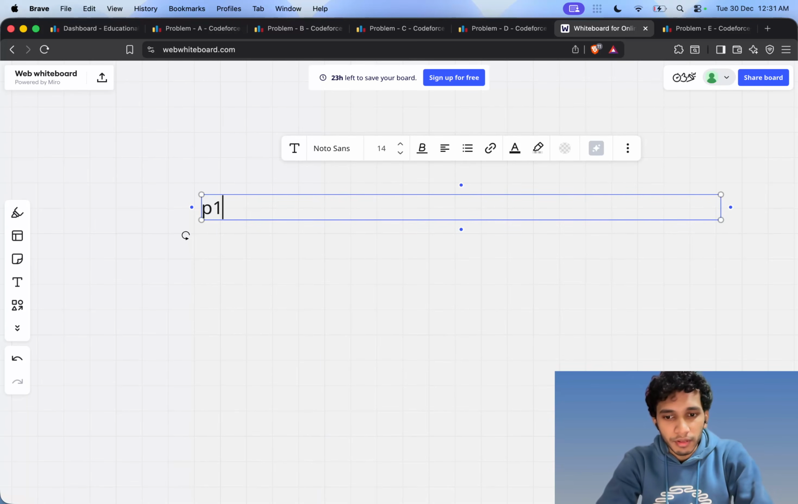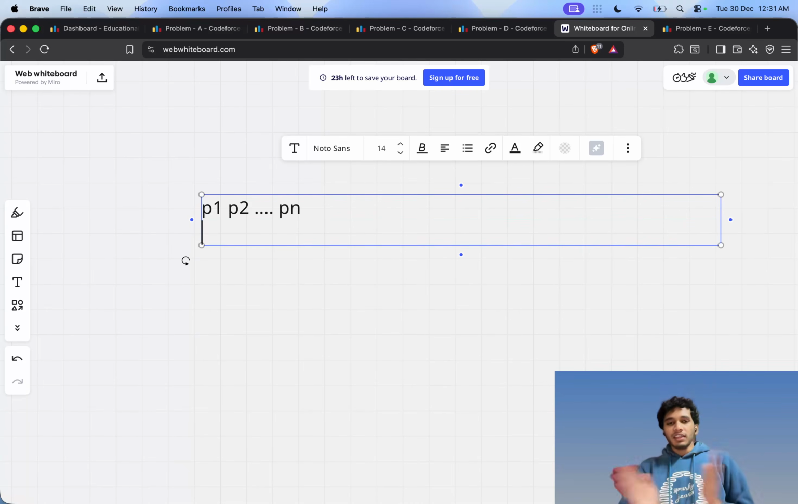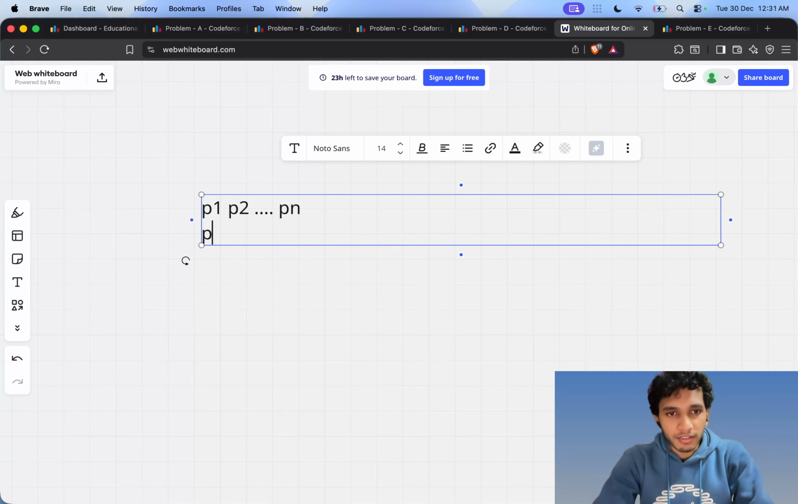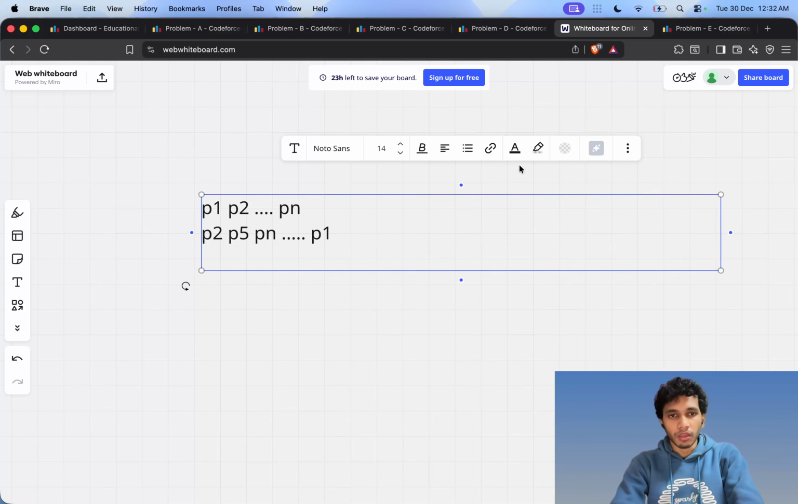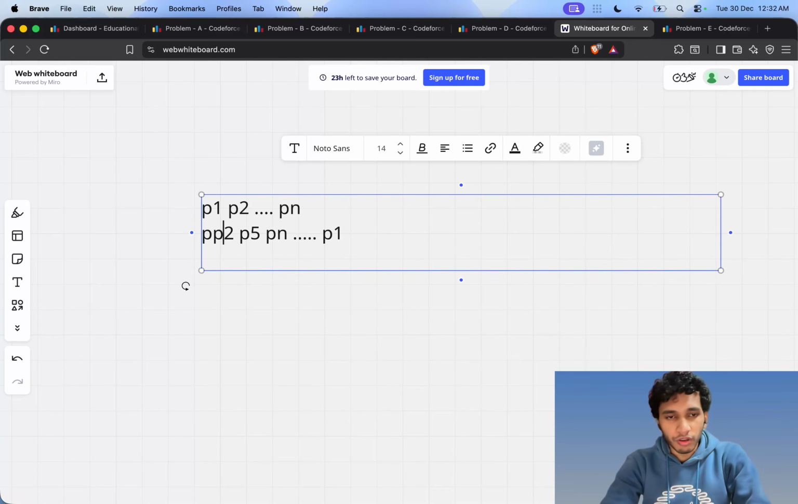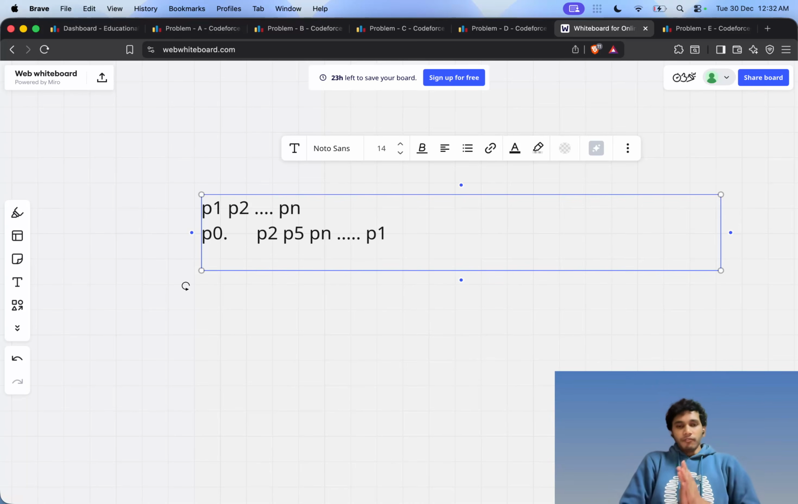There are some persons, let's say P1, P2 up till Pn. We arrange them in some order. Let's say P2 is first, then P3 or P5 is there, then Pn is there, and at the end P1 is present. Now P0 is always at the beginning. Now a game will go on in this way.